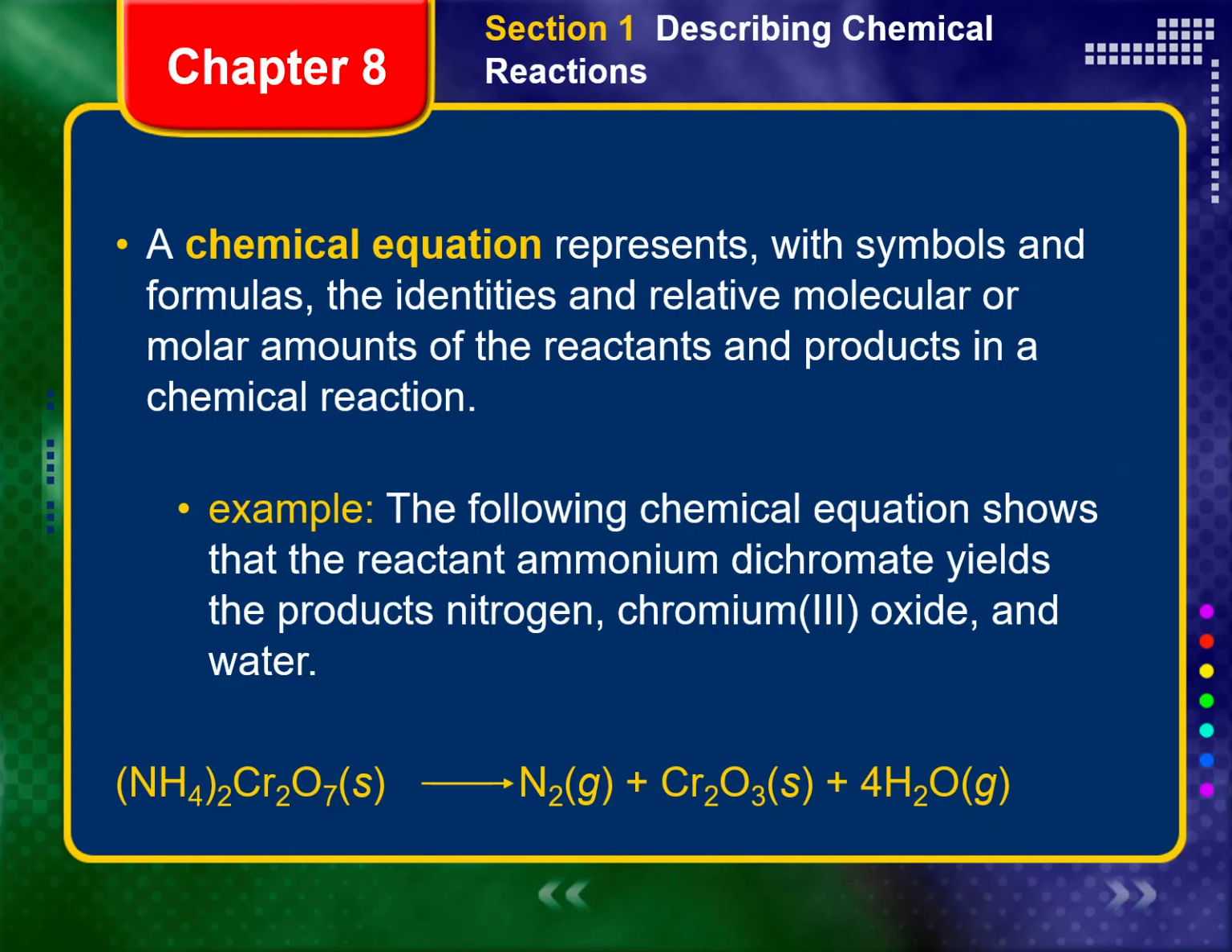Chemical reactions are described by chemical equations. A chemical equation represents, with symbols and formulas, the identities and relative amounts of the reactants and products in a chemical reaction. For example, the following chemical equation shows that the reactant ammonium dichromate yields the products nitrogen, chromium 3 oxide, and water.